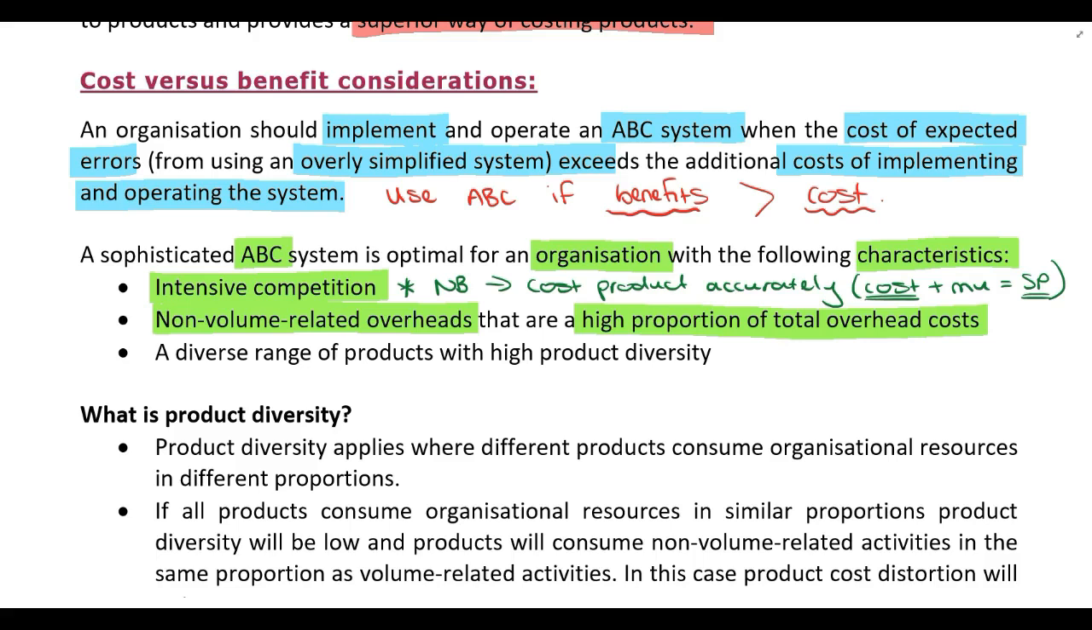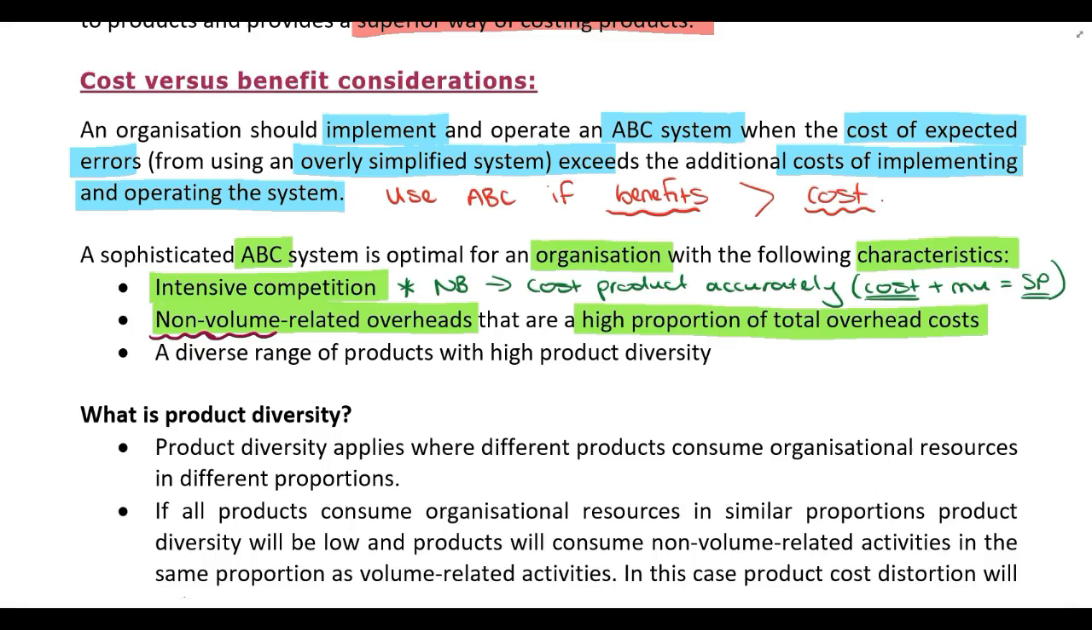Then you might as well just use a volume-based measure and use traditional costing, because traditional costing already uses volume-based measures. So if we're dealing with volume-based costs, that will result in accurate costing. But if we're dealing with costs that are not volume-based, then we also want to use non-volume-based cost drivers, which means we should use activity-based costing.